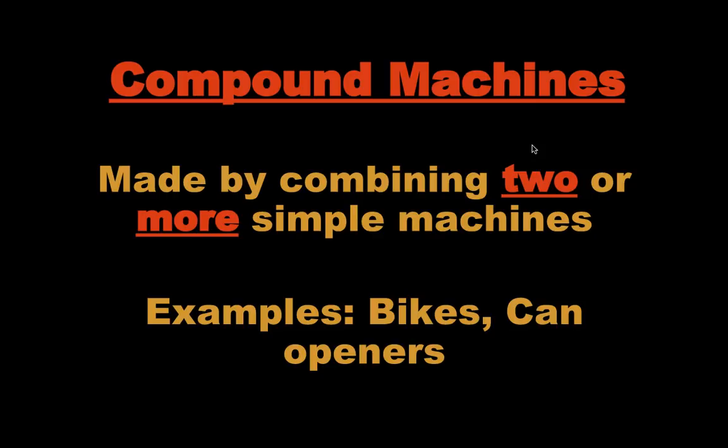When we look at bikes, bikes have a wheel and axle. They've got multiple wheel and axles. They have gears, and sometimes gears are set apart as a separate type of simple machine, but they're also a wheel and axle as well. We have multiple wheel and axles in a bike, and so that's why it's called a compound machine. The can opener has multiple simple machines. It's got a wedge, it's got a wheel and axle, and it actually has a lever as well to puncture the can. So again, it's called a compound machine because it has multiple simple machines.